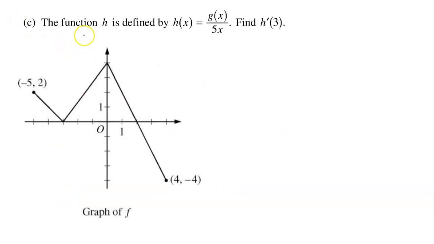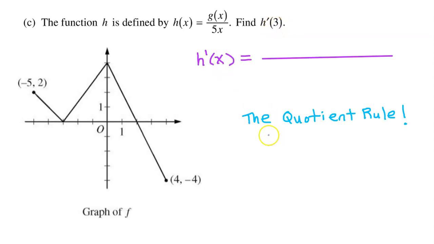Part C. The function h is defined by h of x equals g of x divided by 5x. Find h prime at 3. To find h prime, we will need to use the quotient rule, which goes low d high less high d low. Draw the line, and down below, the bottom squared will go.